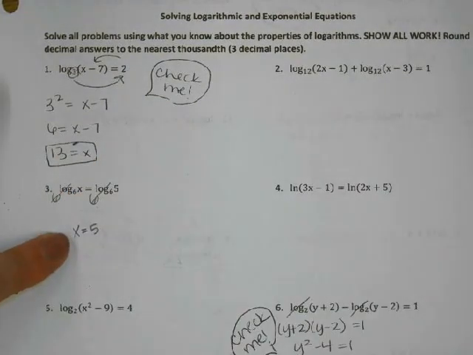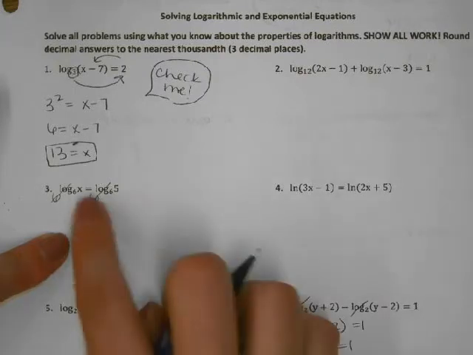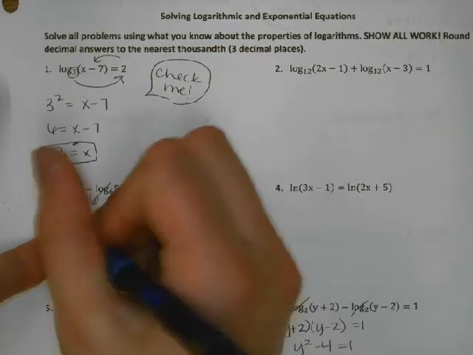And as per usual, we just want to make sure that our answer can be plugged into a log and we're not taking the log of a negative and we're not taking the log of 0. So if I plug 5 in for x, then obviously that's going to be okay.